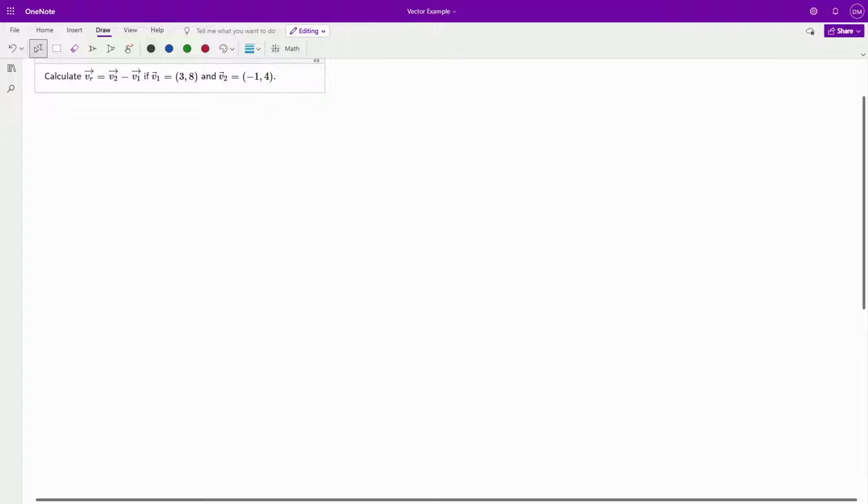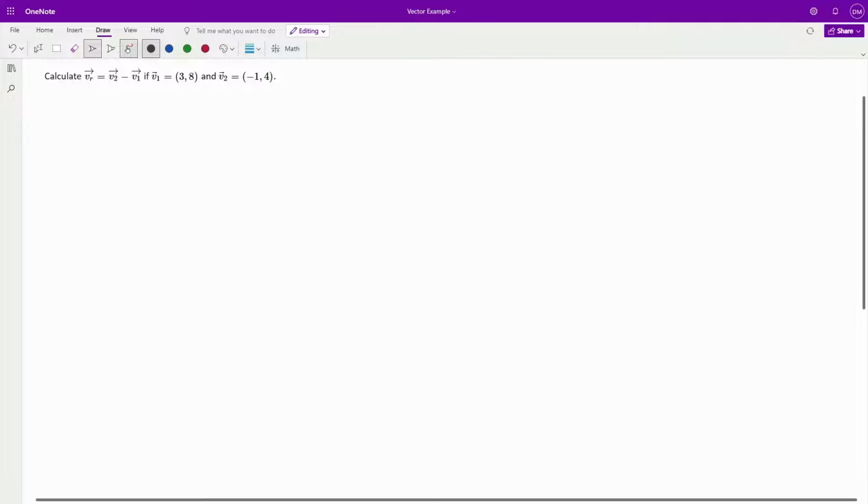Hello everyone. In this video, we are going to do an example of vector subtraction. The reason for that is because vector subtraction is fairly identical to vector addition, just with one additional step. That additional step is taking the negative of the vector that you want to subtract.